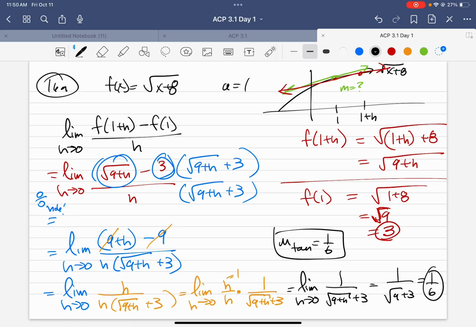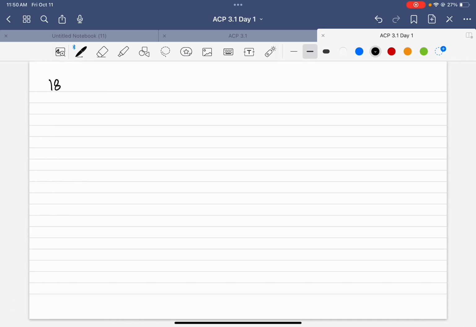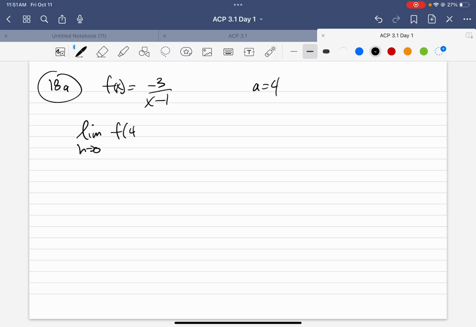So that's 16a. So now let's do 18, and we're going to do it full out. The a part just wants us to find the slope of the tangent line. Then we'll find the equation of that tangent line. So 18 is f of x is equal to negative 3 over x minus 1. a is equal to 4. So I'm going to find the limit as h goes to 0 of f at 4 plus a little bit minus f at 4, all over that little bit.